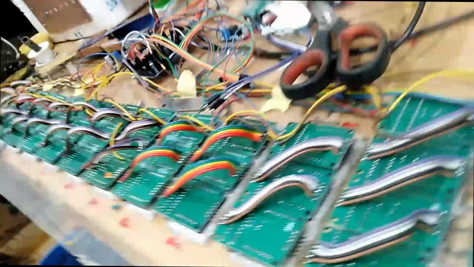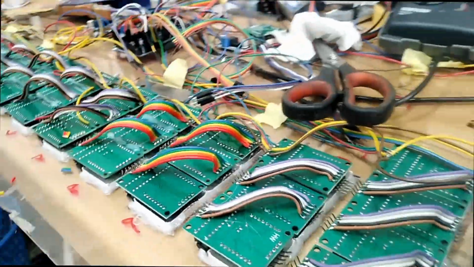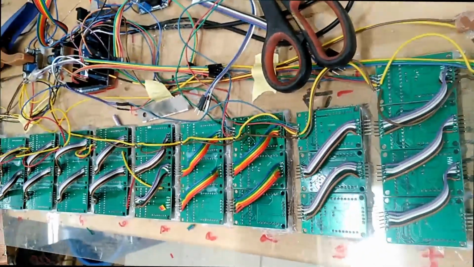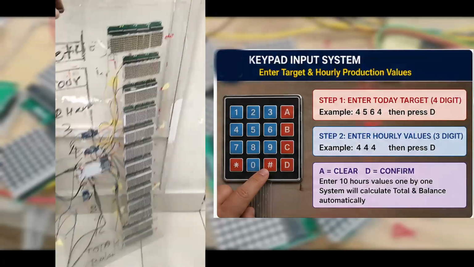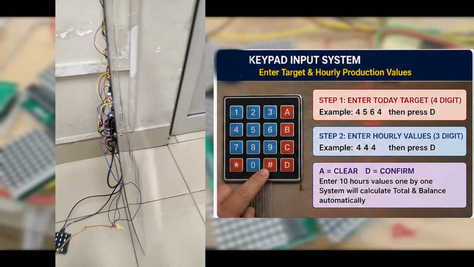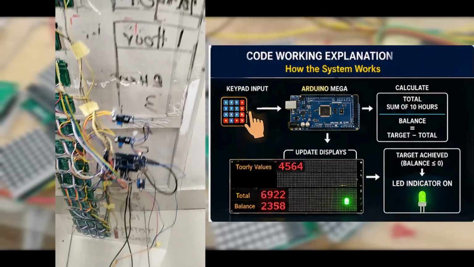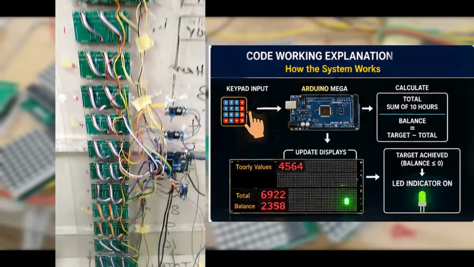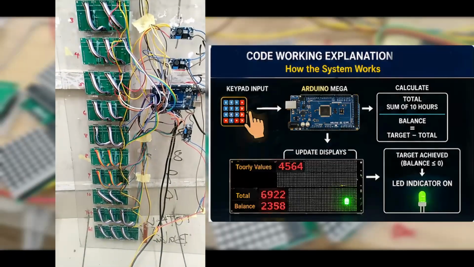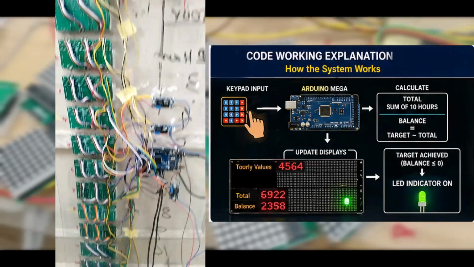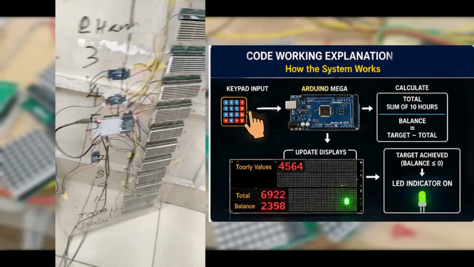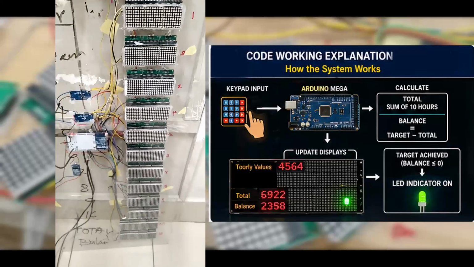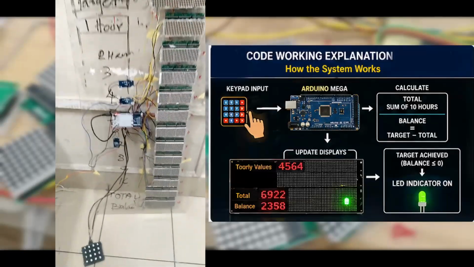The Arduino stores all hourly values and automatically calculates the total. After each hour input, the total display updates immediately. Then it calculates the balance using balance equals today target minus total production. That balance is shown on the difference display. If the balance becomes 0 or negative, that means the target is completed, and the output LED turns on. This is a simple but powerful feature for factory environments.